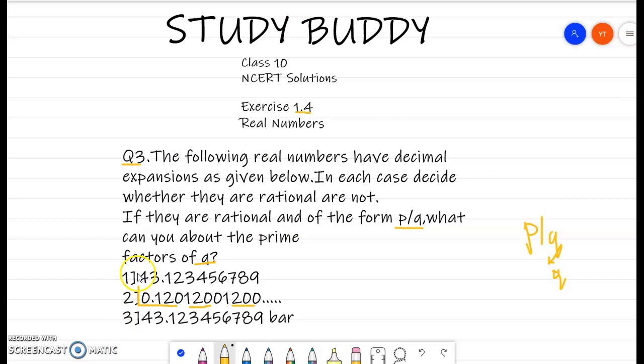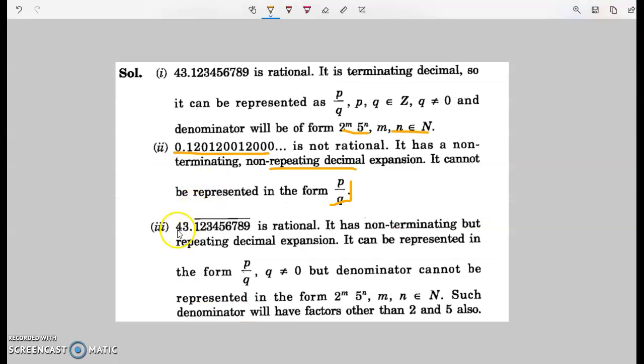Going ahead with the third question of this third part, that is 43.123456789 bar. Okay, moving ahead with the solution. 43.123456789 bar is rational, since it has a non-terminating but repeating decimal expansion. It can be represented in the form of p by q, where q is not equal to 0.